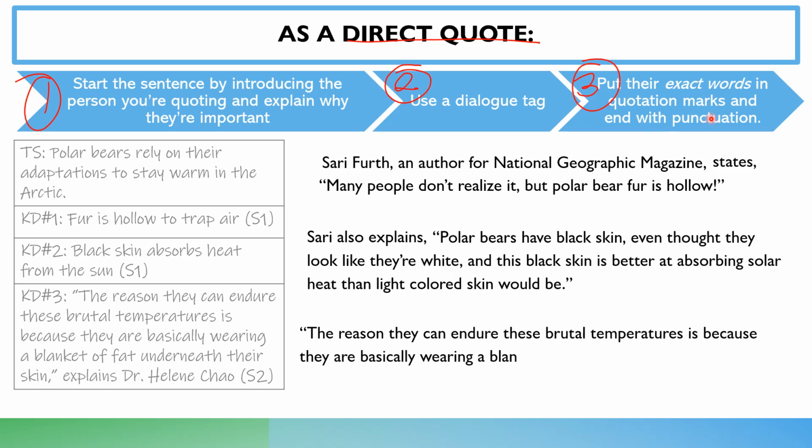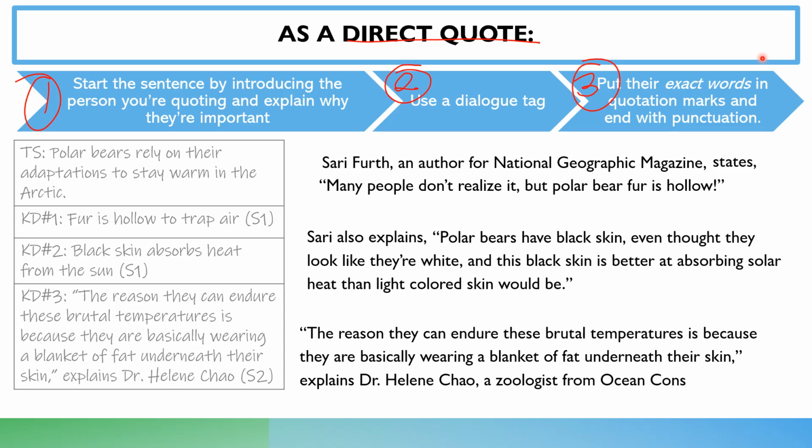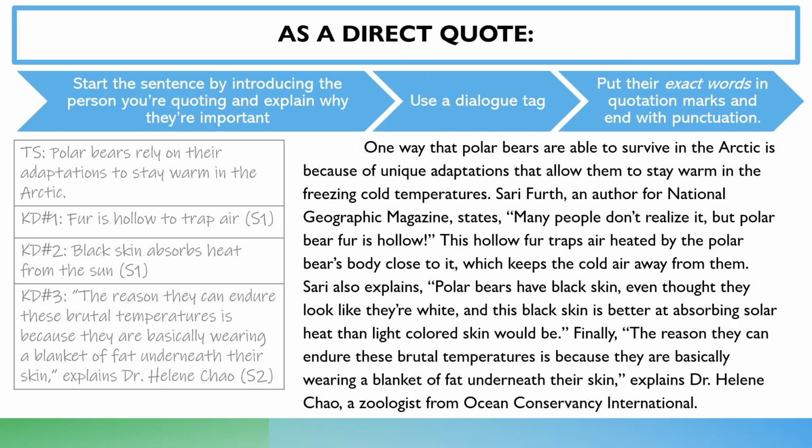I put her words first, and then I'm going to explain who said it and use her dialogue tag. So these were her exact words. The reason they can endure these brutal temperatures is because they are basically wearing a blanket of fat underneath their skin. I thought her words were really powerful. I wanted to keep them that way. And then I introduce, here's my dialogue tag, explains Dr. Helene Chow. So I'm telling who said it. But then my reader is like, who's Helene Chow? Why should we listen to her? I need to explain why she's important. So I put a zoologist from Ocean Conservancy International. So for this one, you can see I can mix up the order. The other ones, I really tried to keep them in order to make it simpler. But for this one, you're allowed to change up the order.